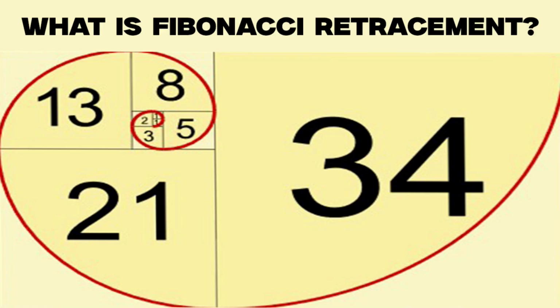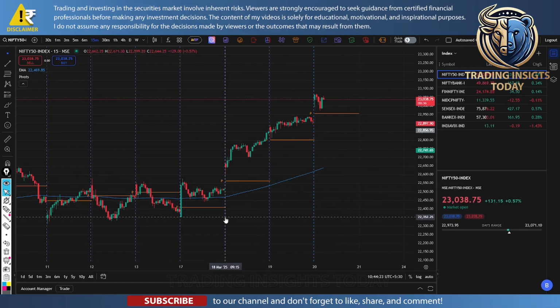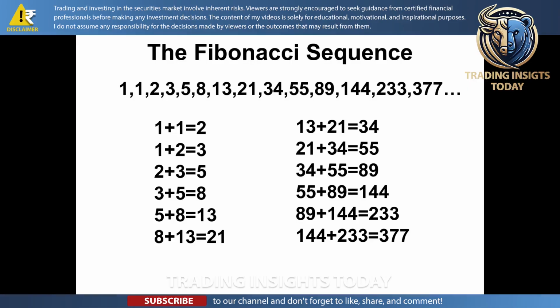Let's get started. What is Fibonacci retracement? Alright, let's start with the basics. What exactly is Fibonacci retracement? Fibonacci retracement is a tool that traders use to identify potential support and resistance levels based on a special number sequence known as the Fibonacci sequence. This sequence looks like this: 0, 1, 1, 2, 3, 5, 8, 13, 21, 34, 55, 89. And it keeps going. Each number is the sum of the two previous numbers.